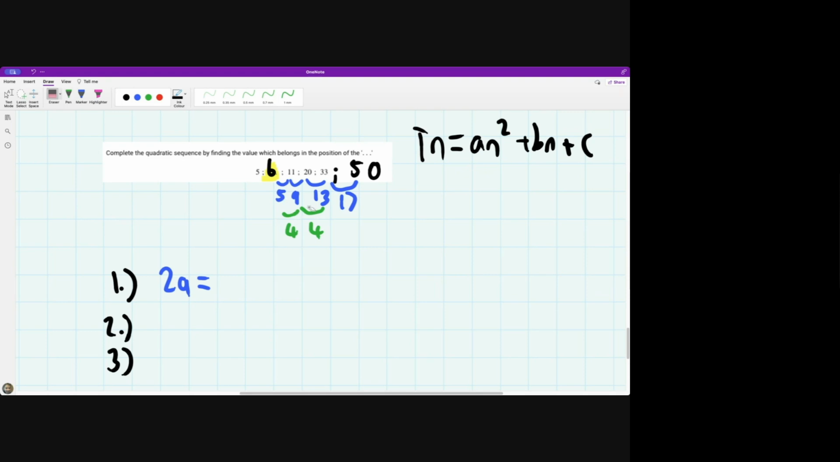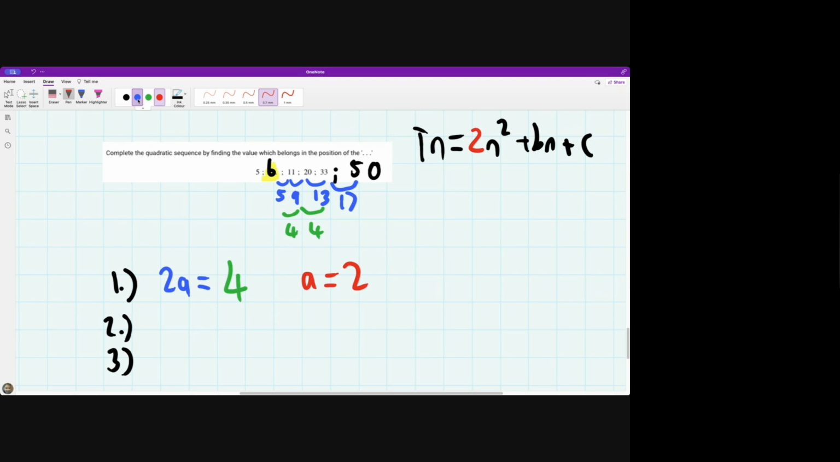Well, it's over here. Here's the second difference. It's going to be equal to 4. Okay, if 2a is equal to 4, what is a going to be equal to? If 2a equals 4, what is a going to be equal to? A has to be equal to 2. So you've already figured out that this over here is a 2.